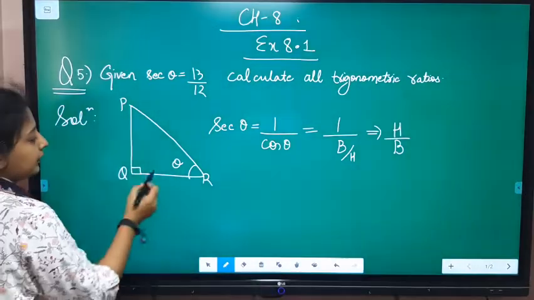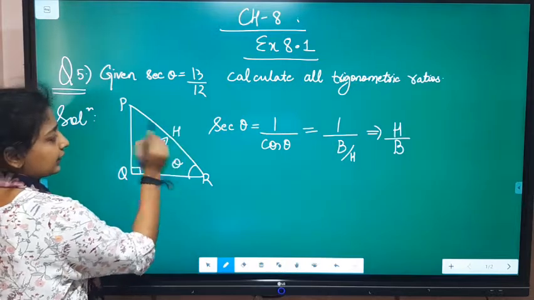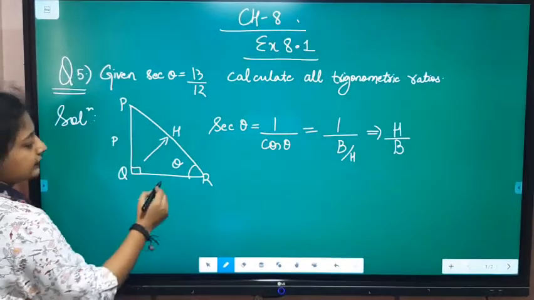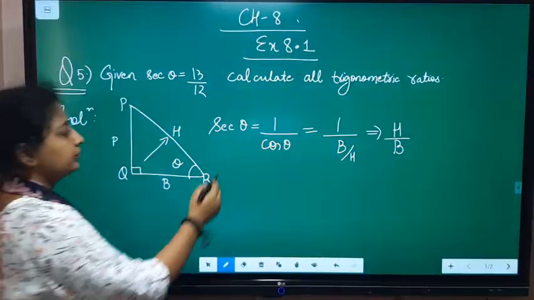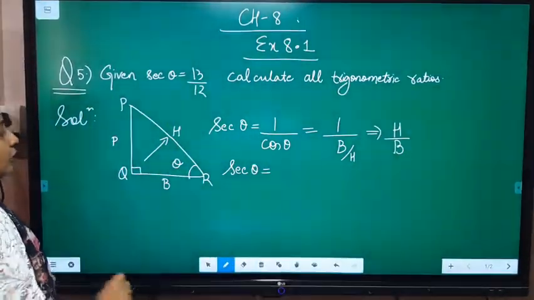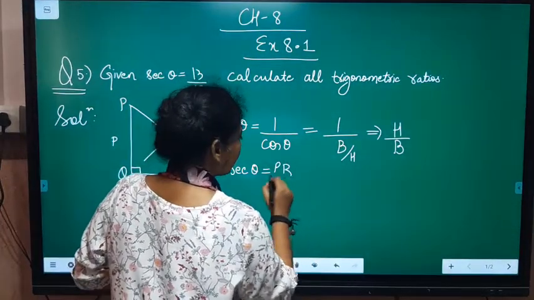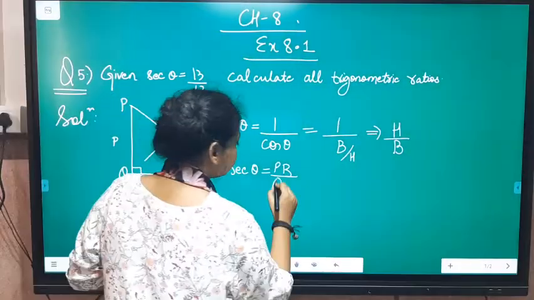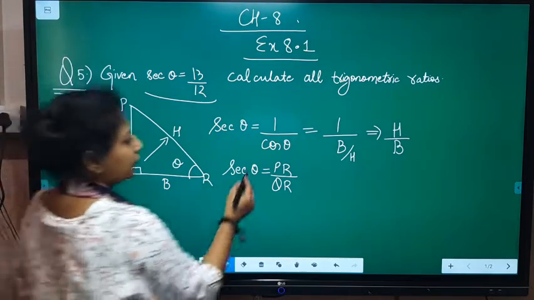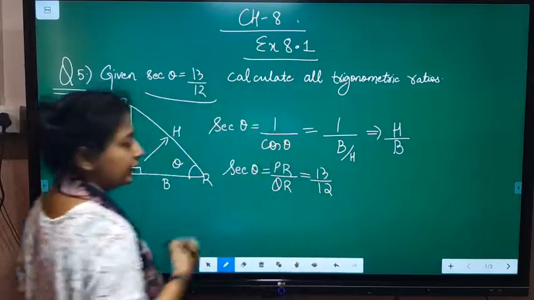See, in this triangle, the side which is directly opposite to the 90 degree angle is known as the hypotenuse. The side which is opposite to this theta is known as the perpendicular and this side is known as the base. So, sec theta must equal hypotenuse upon base. What is the hypotenuse here? Hypotenuse is PR and the base is QR. In the question, we have been given that sec theta equals 13 upon 12. So, this means the ratio PR upon QR is equal to 13 upon 12.